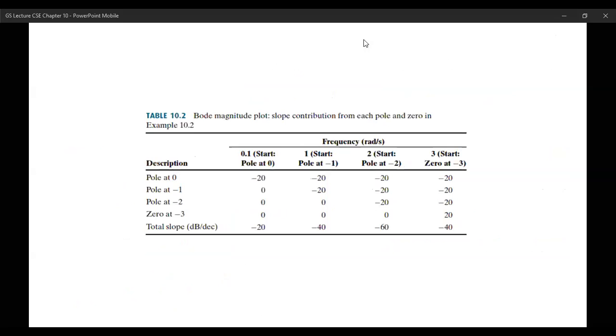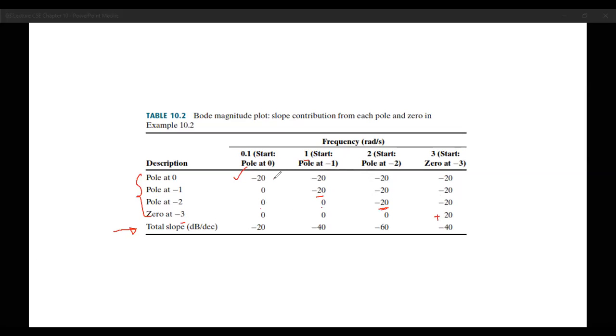So the table is actually showing the contribution of the poles and the zeros and the total contribution at different locations. We know that the pole at 0 is always going to give minus 20 dB per decade. The pole at minus 1, initially at less than 1, will have no contribution. At location 1, it will start giving minus 20 dB per decade. The pole at minus 2, in the first two scenarios, will have no contribution, but it will start contributing a minus 20 dB per decade at 2. What about the zero at minus 3? It will give a plus 20 dB per decade.